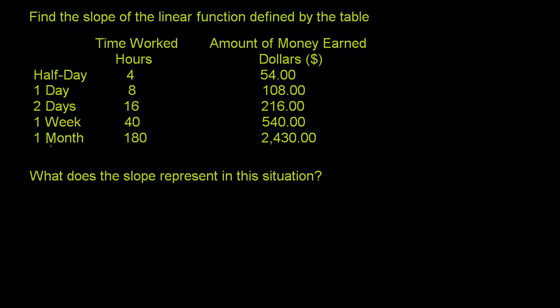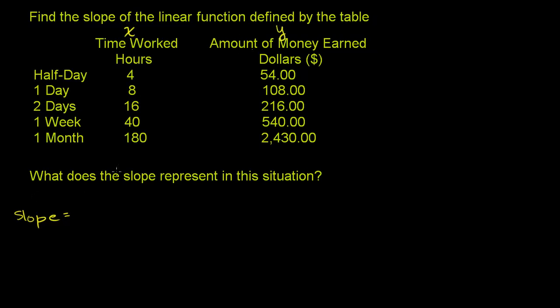So just as a bit of a review, slope just equals the change in the dependent variable divided by the change in the independent variable. So how much does the dependent variable change for any amount of change of the independent variable? In this situation, the dependent variable is the amount of money you make because it's dependent on how much time you work. This is independent.